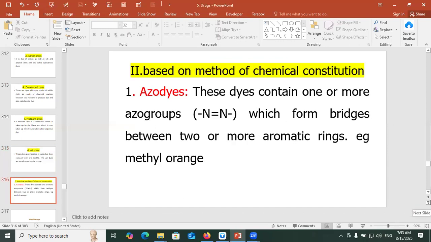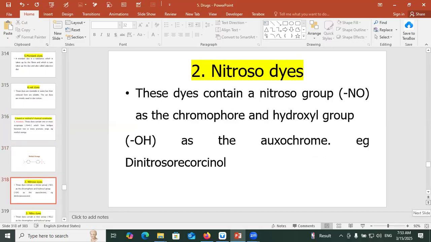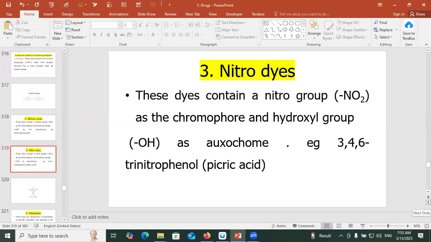Second, classification based on chemical constitution. Azo dyes: these dyes contain one or more azo groups which form a bridge between two or more aromatic rings, example methyl orange. Nitroso dyes contain nitroso groups as the chromophore and the hydroxyl group as the auxochrome, example dinitroso-resorcinol. Nitro dyes contain nitro groups as the chromophore and the hydroxyl group as auxochrome, example trinitrophenol.